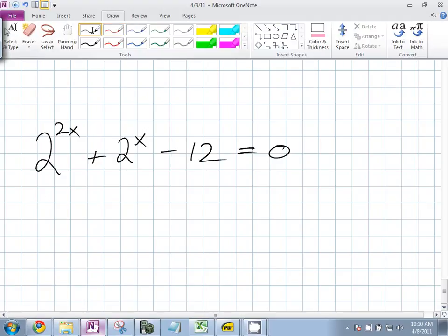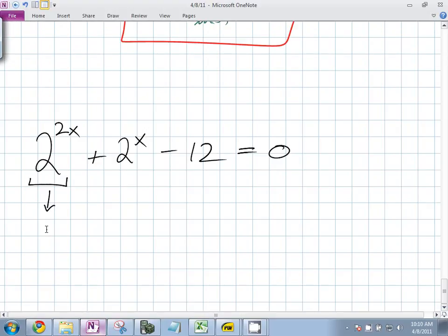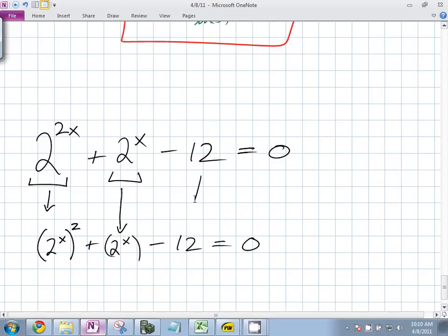I'm going to take this and rewrite it as 2 to the x squared. Is that allowed? Yeah. I'm not going to do anything to this one. This one's just 2 to the, and this is minus. Have I done anything really except turn 2 to the 2x into 2 to the x squared? No. Are you okay with that?